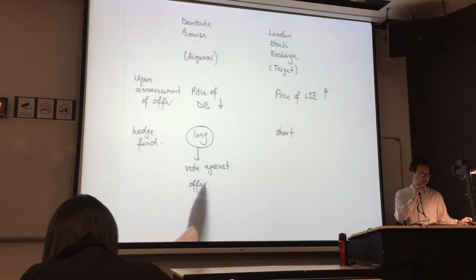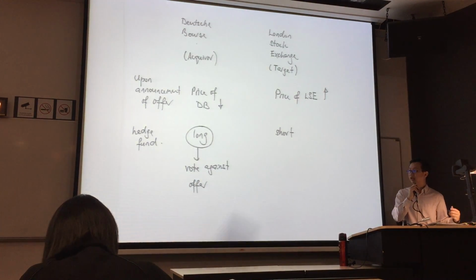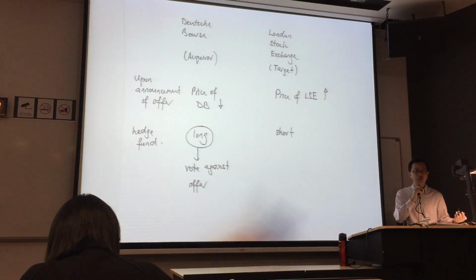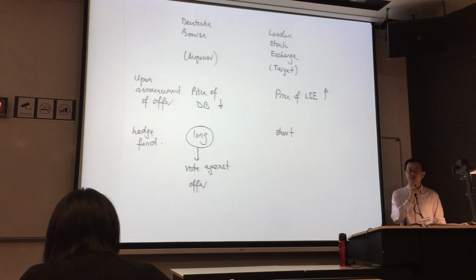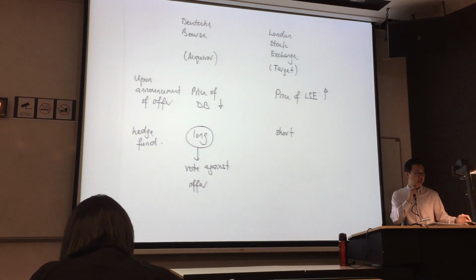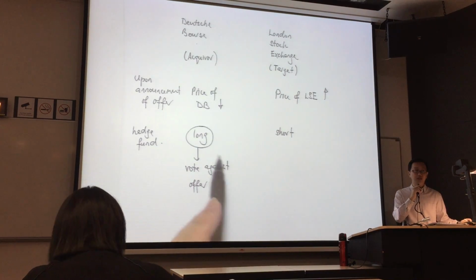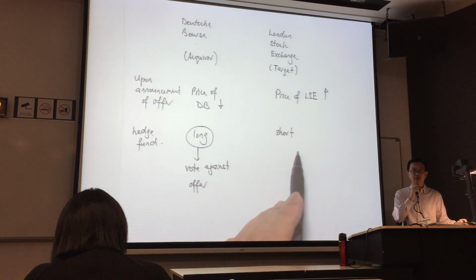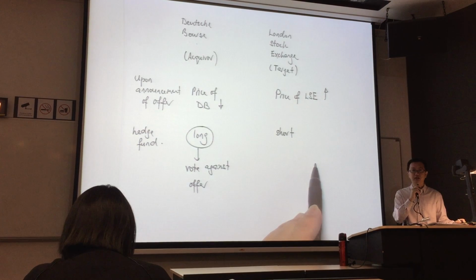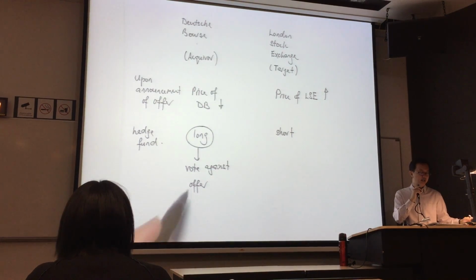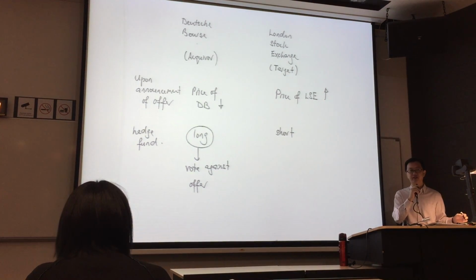So if they have a significant stake, they will have almost the certainty that the acquisition will not be completed, right? For example, if they are holding on to a 20-30% stake in Deutsche Börse, do you think the offer to buy over London Stock Exchange will be approved by the shareholders? You do not. That's why the hedge funds here are very smart.